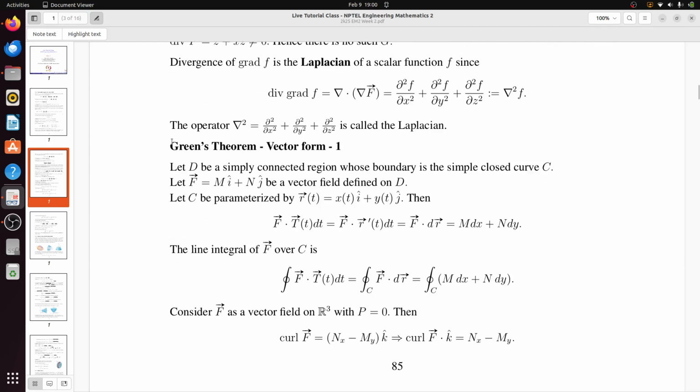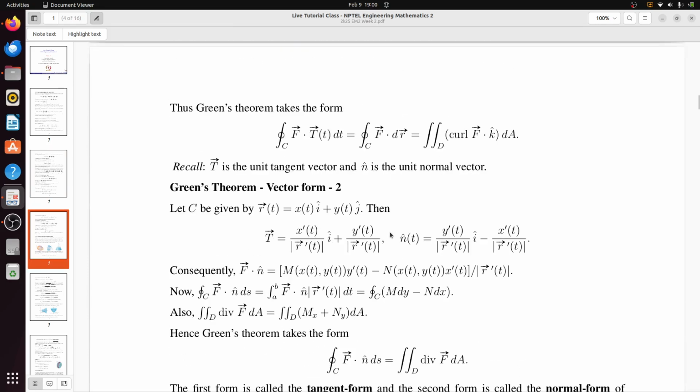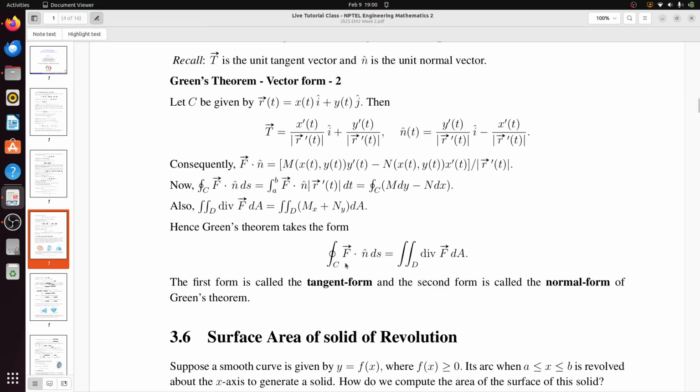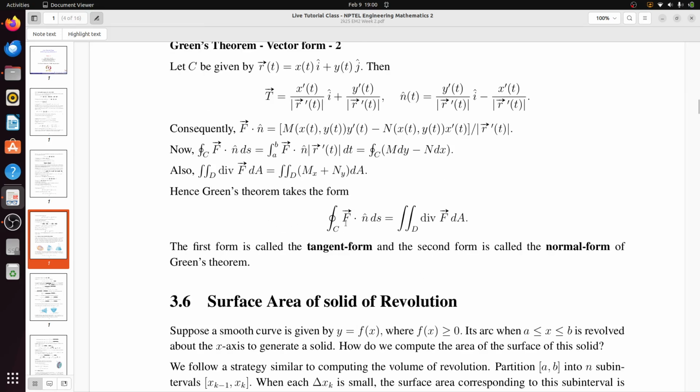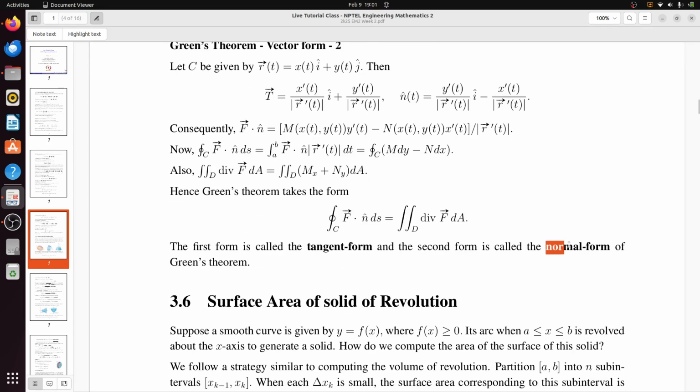I have also stated Green's theorem in vector form. There is no need to remember it. You just read it, you just go through it, you can actually understand it. So this is Green's theorem in the vector form: the integral of f dot n cap ds equals the integral of divergence f dA. This is called tangent form. The first form is called tangent form, the second one is called normal form.